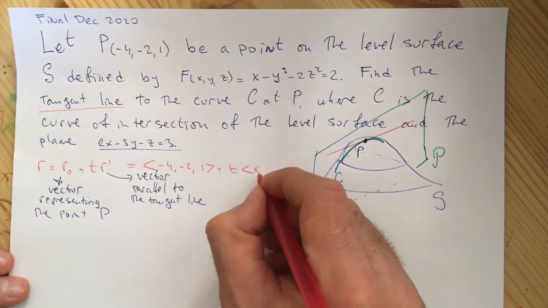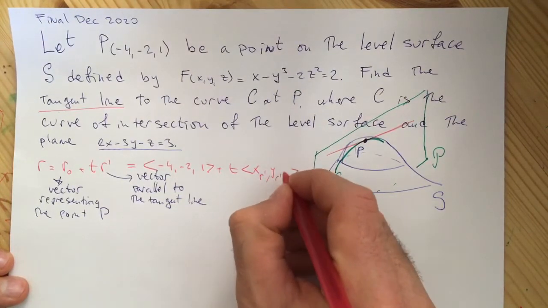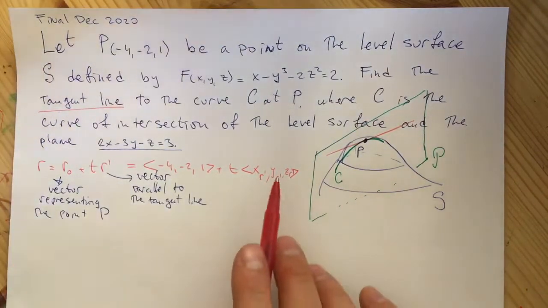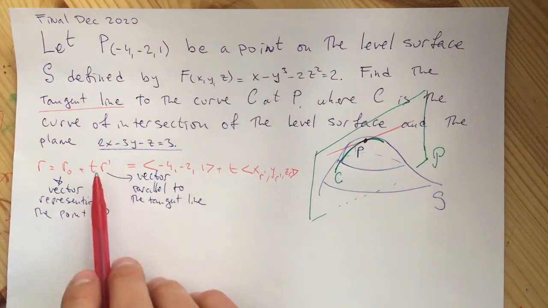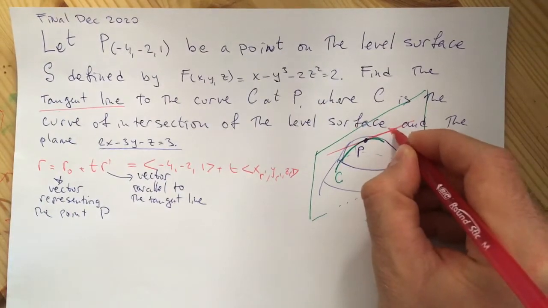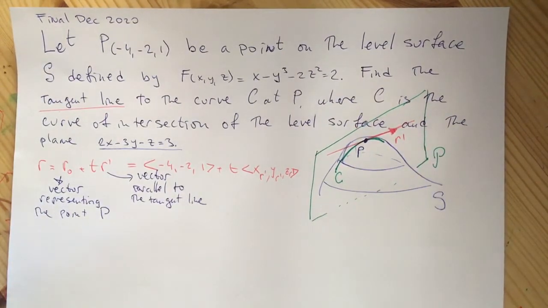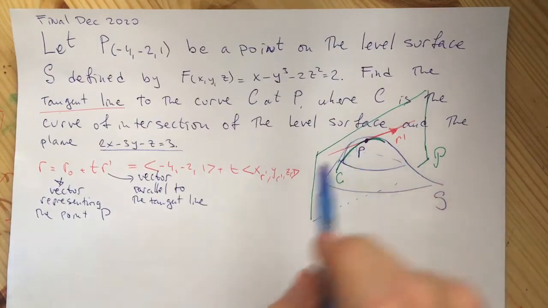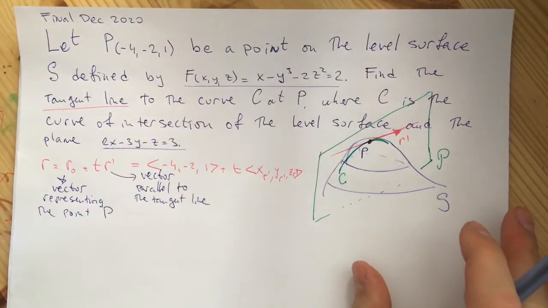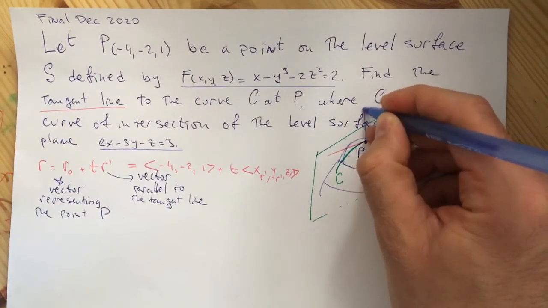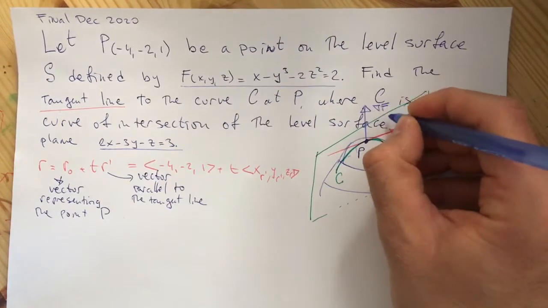So let's say x r prime, y r prime, and z r prime. I don't know why I use this notation, but anyhow, the question is how to find this vector r prime parallel to the tangent line. Let's say that this vector is r prime. What do we have? If I find the gradient of f, it will give me the direction of the highest increase, right? So let's say that this is the gradient of f evaluated at the point P.